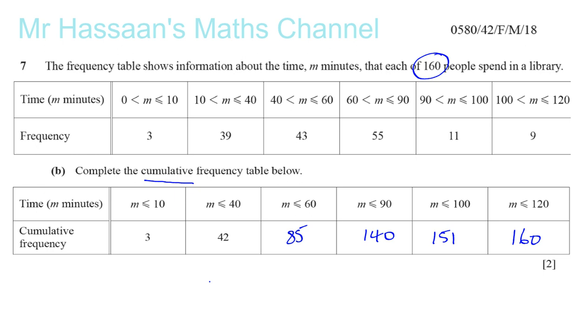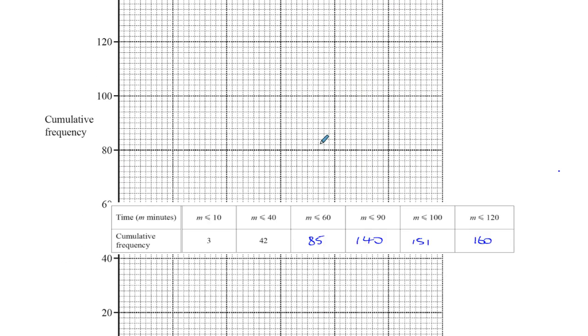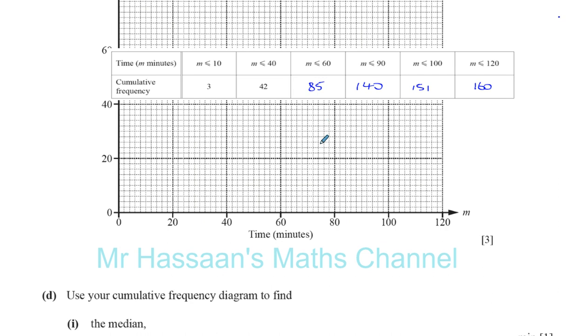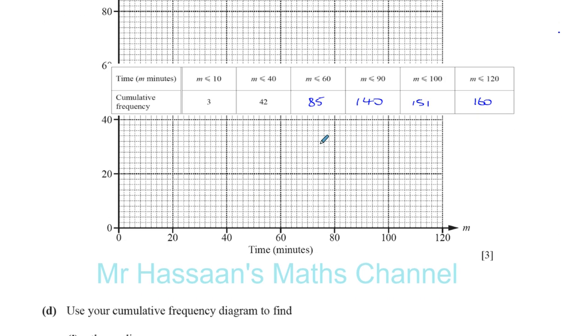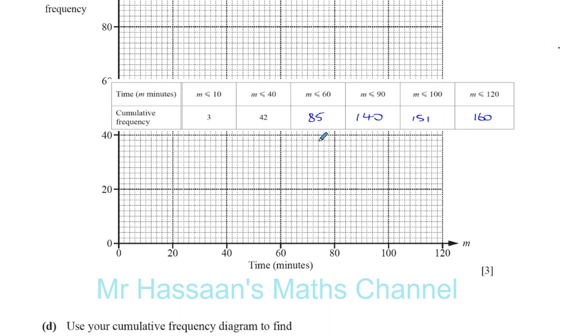Okay, now the next part of the question tells us to actually draw the cumulative frequency curve. Okay, so we're going to draw the cumulative frequency curve. That's part C. I don't think I've written that part down. That's what part C says. So I've got the table here filled out, and what we've got to do is now plot the values on this graph. Okay, so we have the minutes and the cumulative frequency.